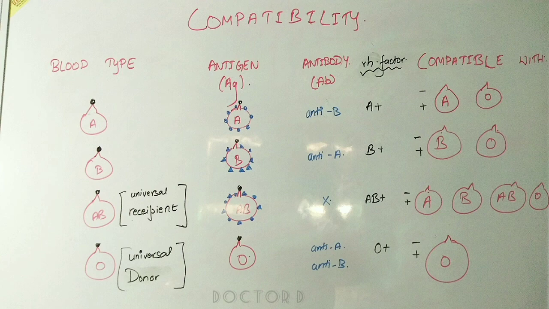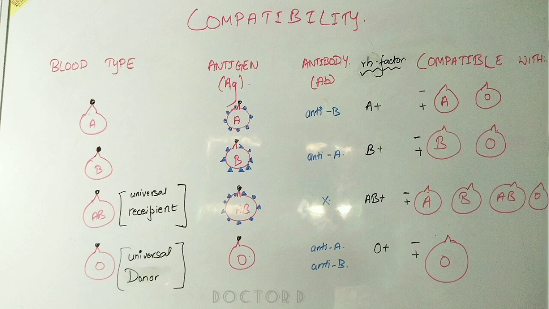Now it specifies the blood compatibility even further. A person with A positive blood group is compatible with A positive, A negative, O positive, and O negative. Similarly, a person with B blood group is compatible with B positive, B negative, O positive, O negative. Also, a person with AB positive is compatible with every blood group, literally every blood group, and O positive is compatible with O negative and O positive.